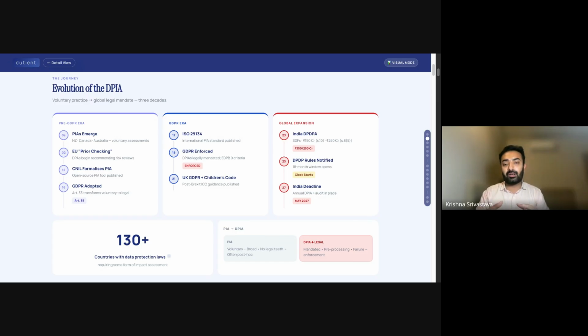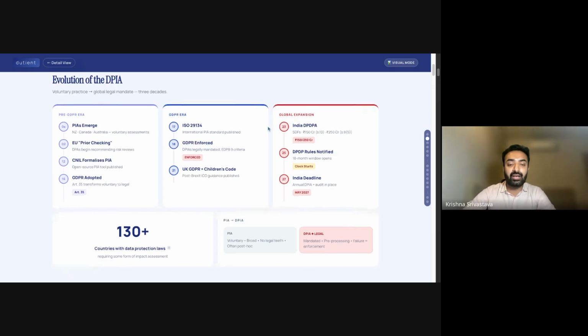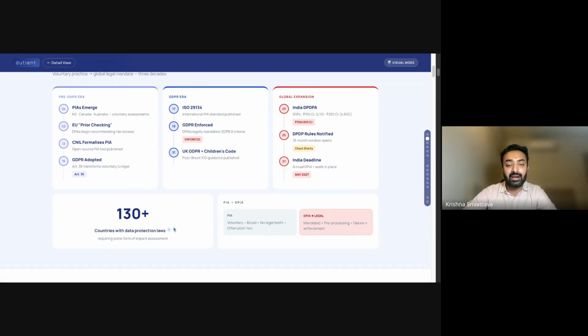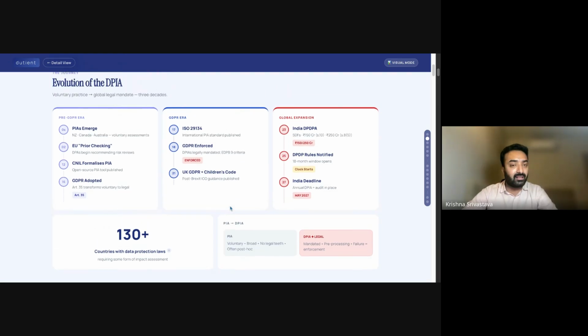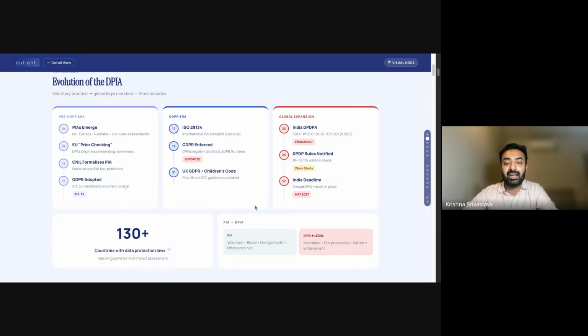So we'll talk about how a DPIA needs to be done. We already spoke a bit about the evolution. Now we'll go into depth of how you can conduct DPIAs, what the different triggers for DPIAs are, and so on. You would also notice that today there are more than 130 countries that require some form of a data protection impact assessment. There are different triggers in different jurisdictions. There are different reasons when a DPIA needs to be done.